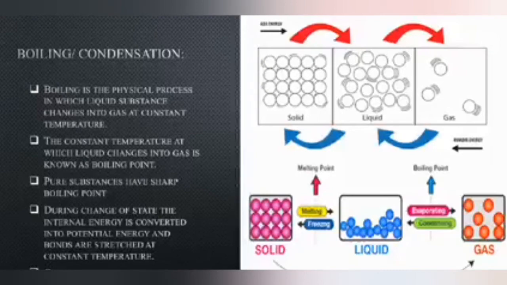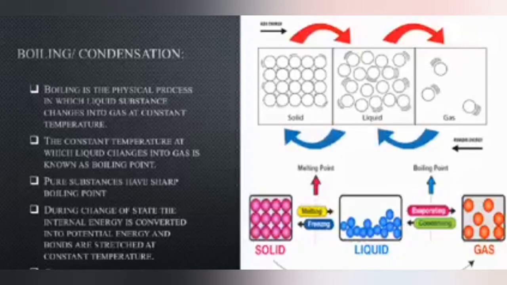Now that heat energy is converted into potential energy, after absorbing the potential energy, the particles will start stretching their bonds, will start breaking their bonds, and they start to move up and become far apart, and thus the liquid turns into gas at constant temperature, because potential energy does not depend upon temperature. So when there is an increase in the potential energy, there is no change in temperature, because potential energy does not depend upon temperature.